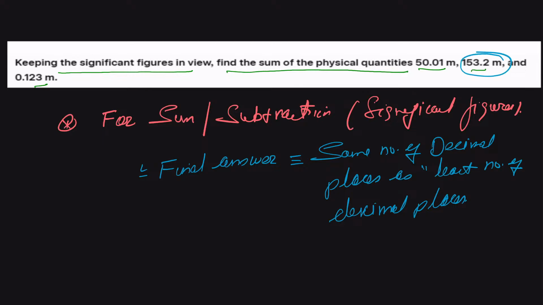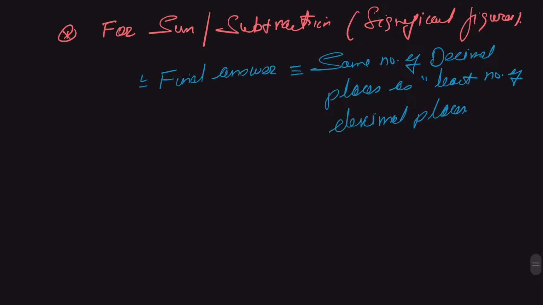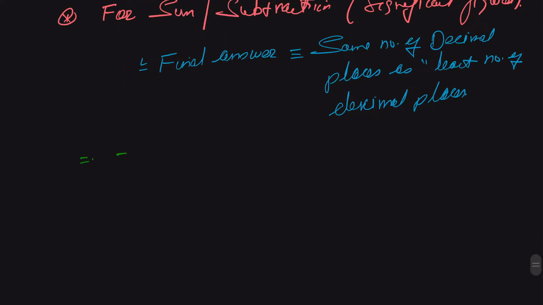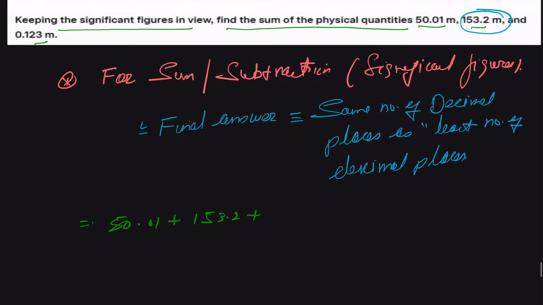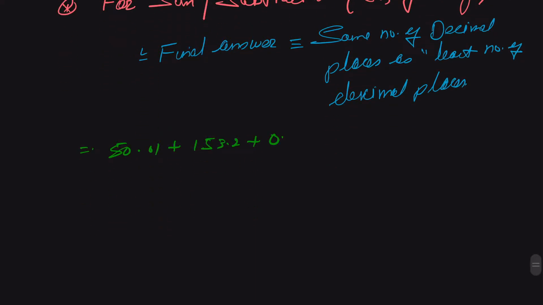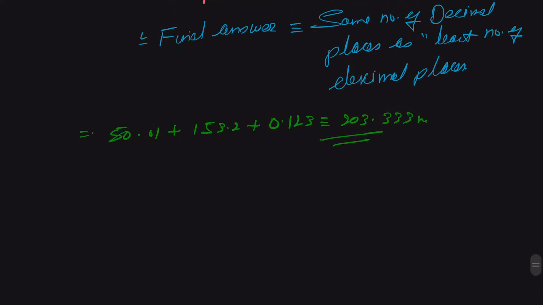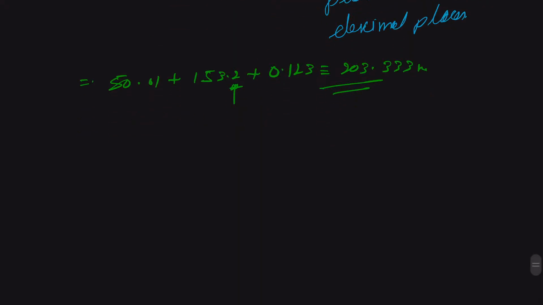Okay. So if we add them, this is 50.01 plus 153.2 plus 0.123, this will be giving us 203.33 meters. But like I said, it will be the least number of decimal places, and that is our 1. So we get this as our 203.3. This is our final answer.